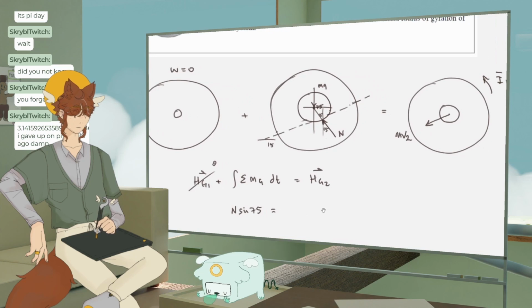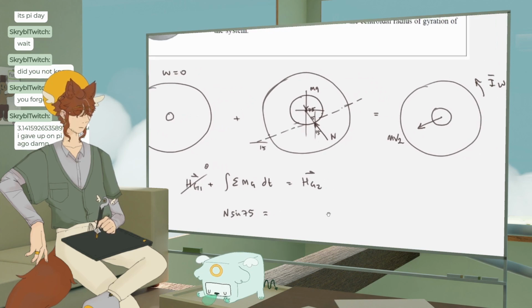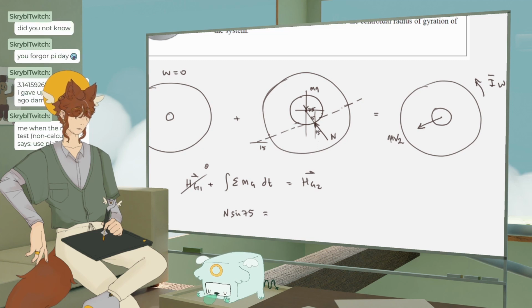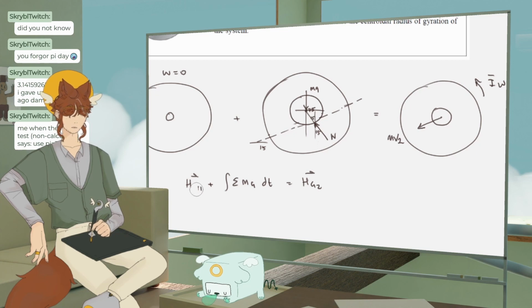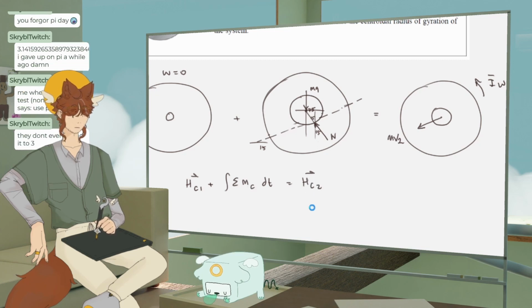This is like weirdly clean. Because this is not going to be here. MV2 is not going to be there. Uh-oh, wait a second. MV2 is not going to be there. That's not good. Okay, we can't do it about this point. I lied. We want to do it about C, I think. Because then we'll just have the weight. And we like the weight.